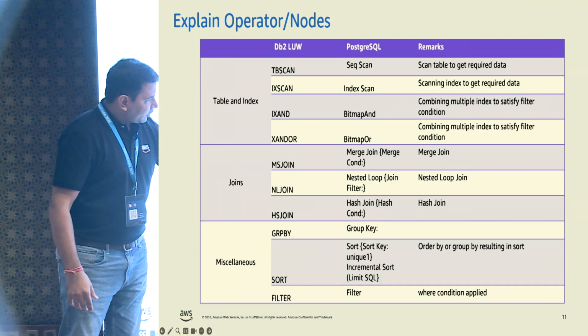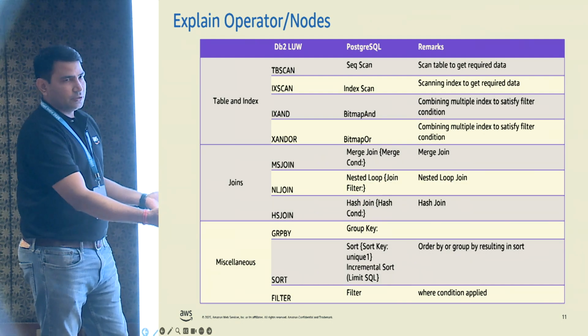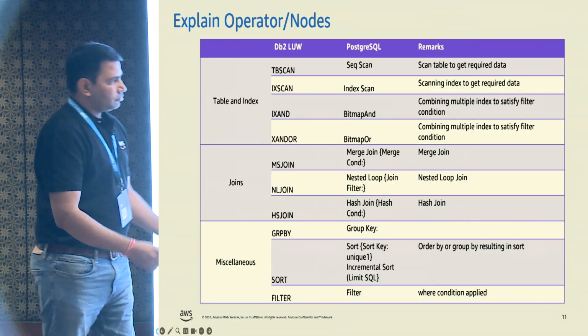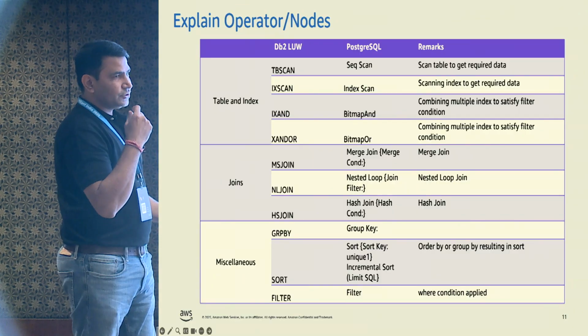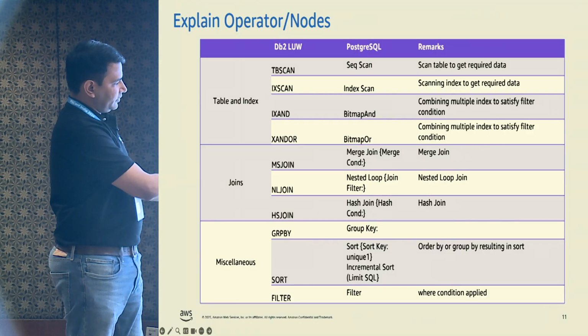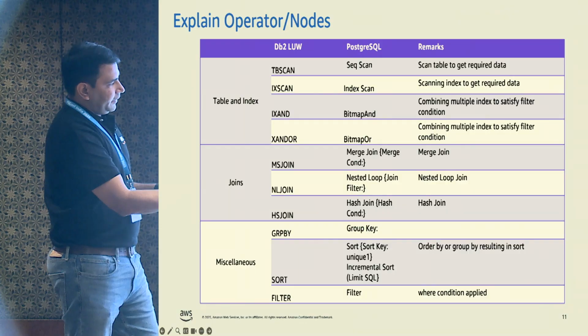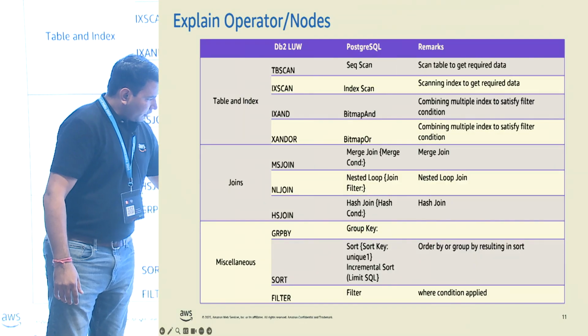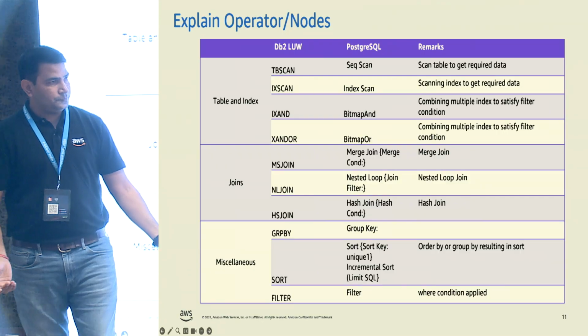Then there is something called group by, and on the PG side it is shown as group by key. Sort, right? In DB2, whether it's using an index or not, if it is sorting for an order by or group by, it has a sort clause in it, right? In PG there are 2 operators that you could see. One is sort, one is incremental sort.